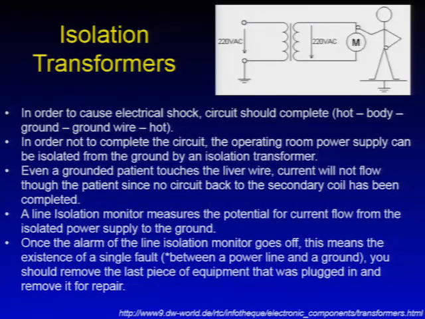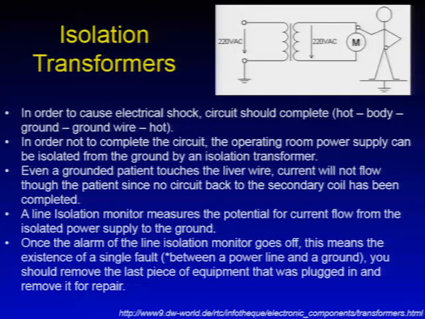So isolation transformers are quite important in the OR room. In order to cause, as I said, electrical shock, the circuit should complete from the hot origin through a body and a ground wire to the machine. In order not to complete the circuit, the operating room power supply can be isolated from the ground by the isolation transformer. Even with a grounded patient attached to the live wire, current will not flow through the patient since no circuit back to the secondary coil has been completed.